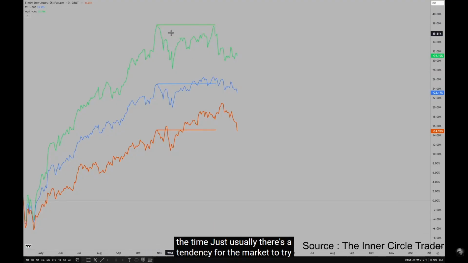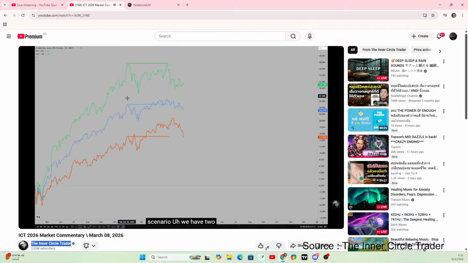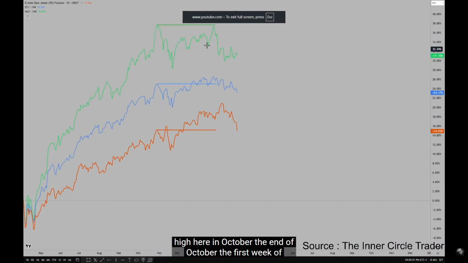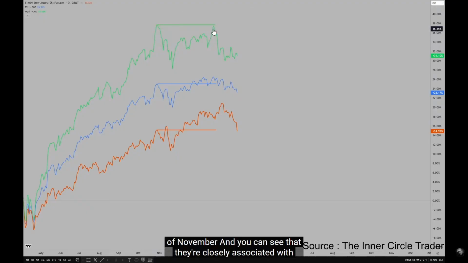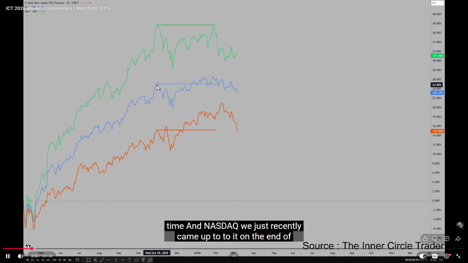So NASDAQ, you can see I used this high here in October, the end of October, the first week of November, and you can see that they're closely associated with the same time. And NASDAQ, we just recently came up to it here at the end of January, but failed to get above this high here in the ES.